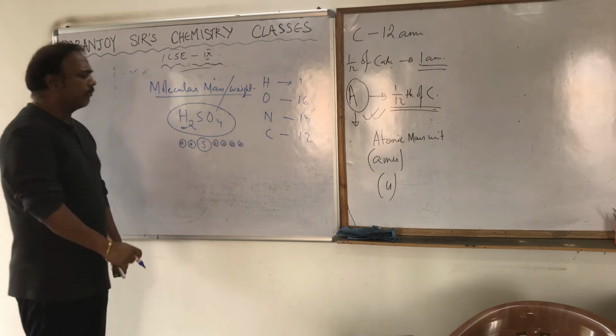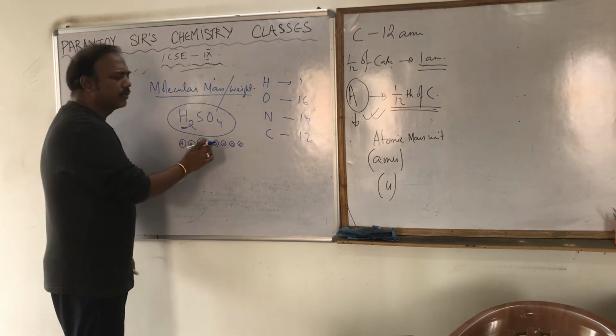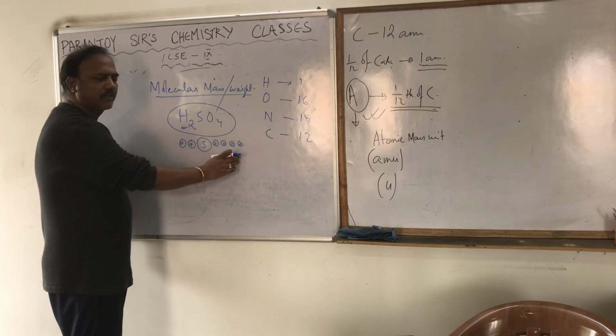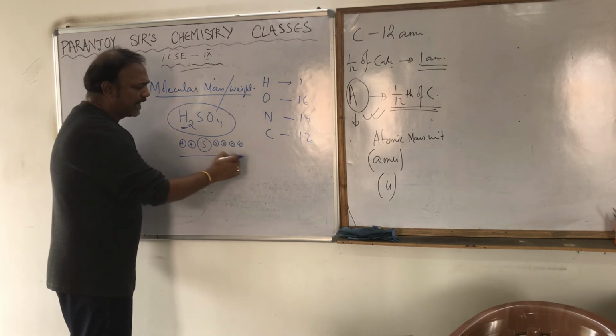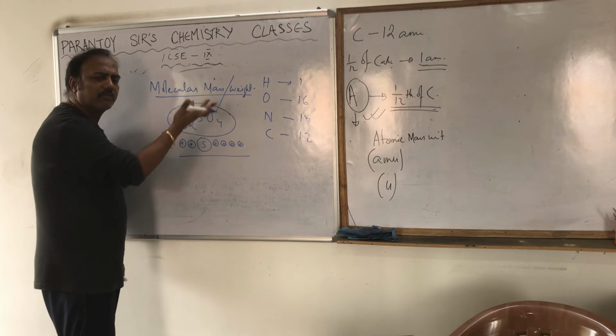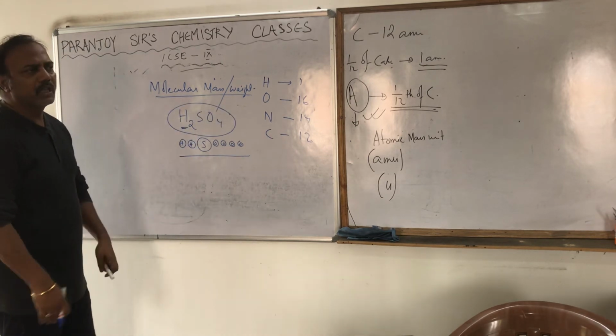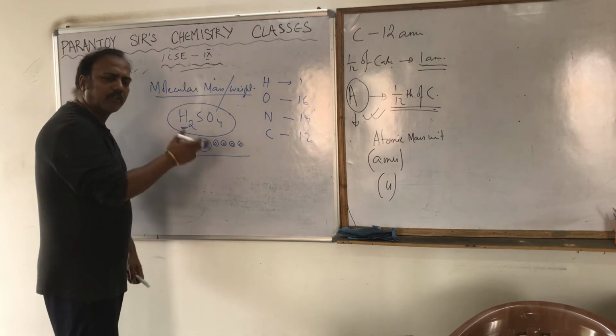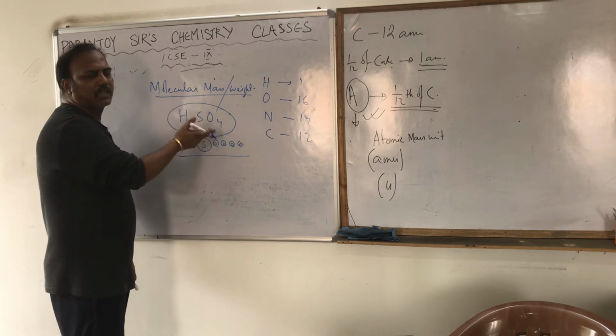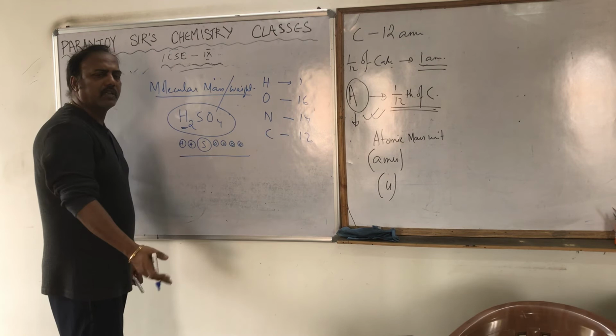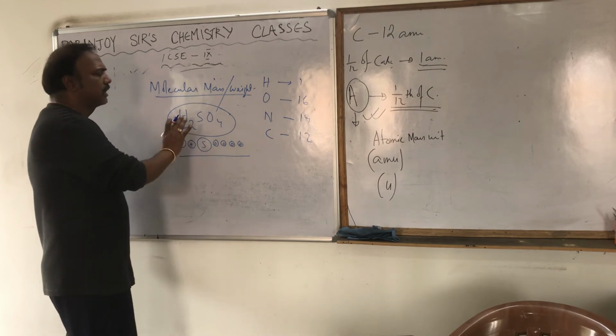Clear? Now we know the mass of a hydrogen atom, the mass of a sulfur atom, and the mass of an oxygen atom. If we just add these masses, that will give you the mass of the molecule. Simple. So what is molecular mass? It's the summation of the atomic masses present in that molecule.